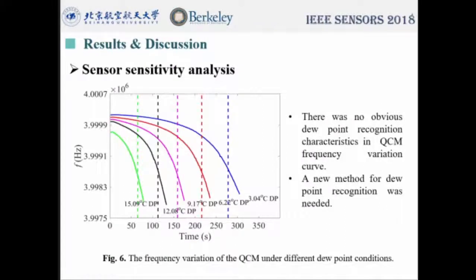The results of the sensor under different dew-point conditions are shown in Figure 6. In the figure, the dotted line and the solid line with the same color show the standard dew-point, which was acquired through the MICHELL S4000. The figure shows that with the decreasing of the temperature, the QCM frequency decreased and has a large frequency shift at the dew-point time compared with the initial frequency. However, there was no obvious recognition characteristic at the dew-point position. Then a new method for dew-point recognition was needed.